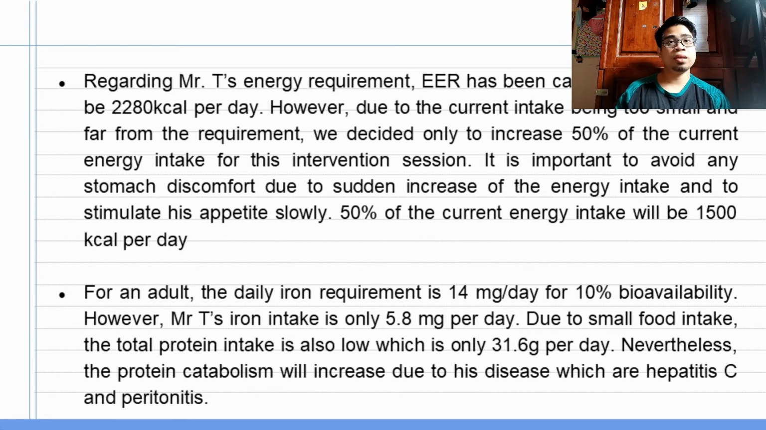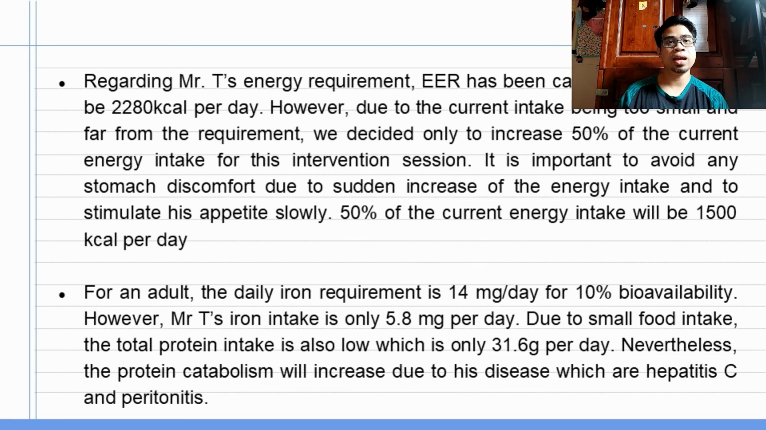Regarding Mr. T's energy requirement, the EER has been calculated and should be 2280 kilocalories per day. However, due to the current intake being too small and far from the requirement, we decided to only increase 50% of the current energy intake for this intervention session. It is important to avoid any stomach discomfort due to a sudden increase of the energy intake and to stimulate his appetite slowly. 50% of the current energy intake will be 1500 kcal per day.